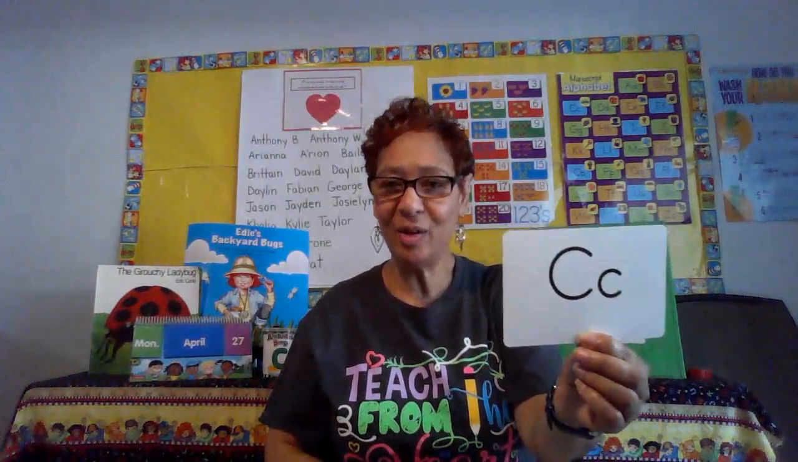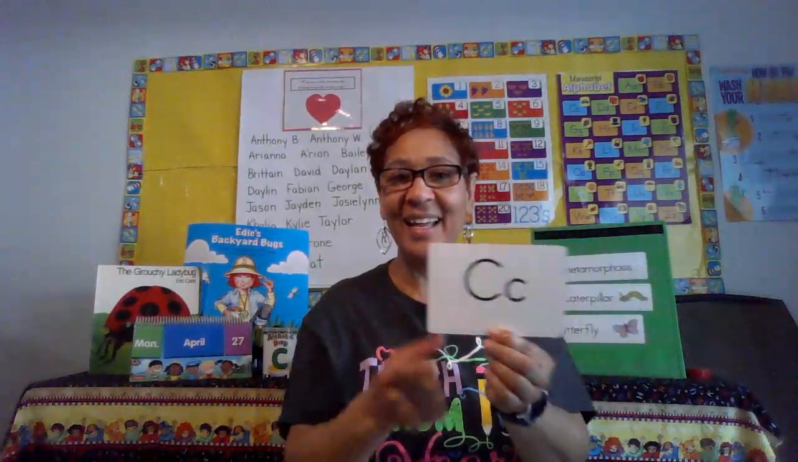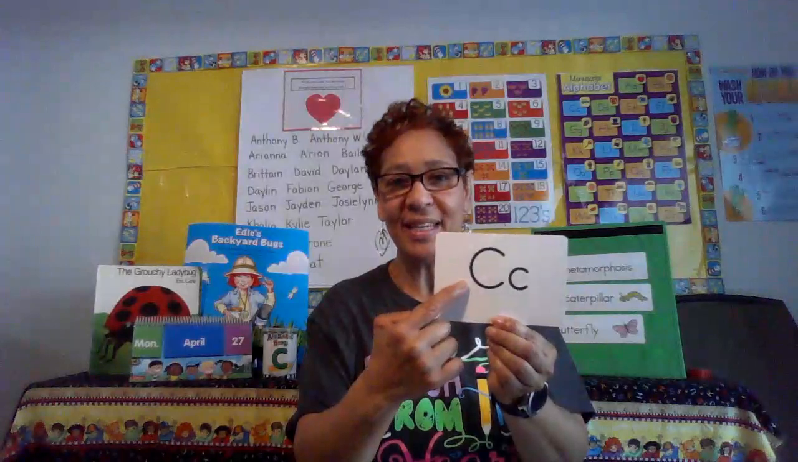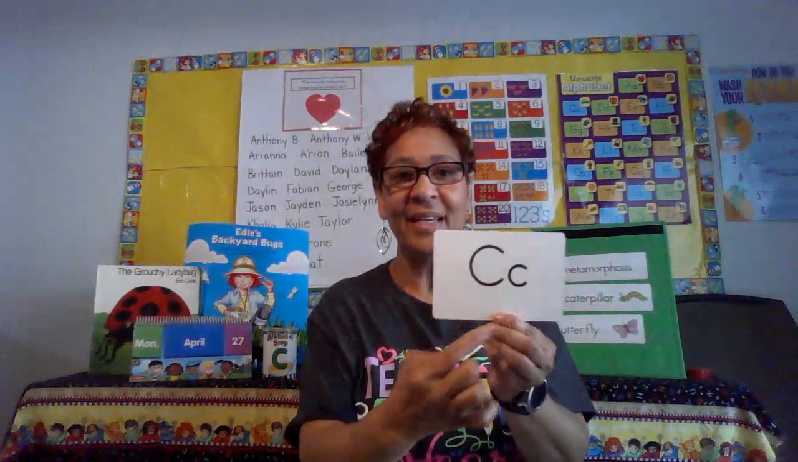Let's air write the lowercase c. It's small. Let's do it. Finger up. Start. Stop. Let's do it again. Start. Stop. Letter C. Uppercase C, lowercase c. C is for caterpillar. Caterpillar begins with the letter C.